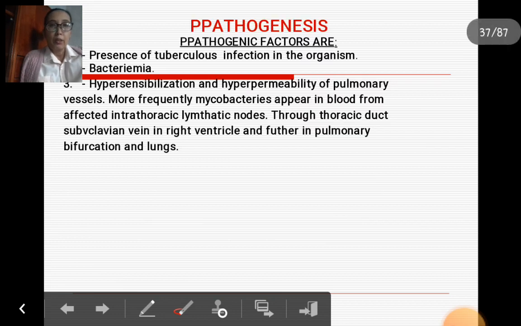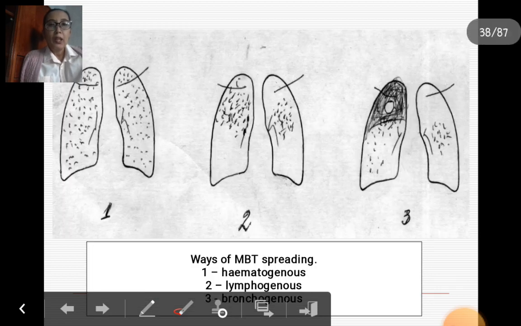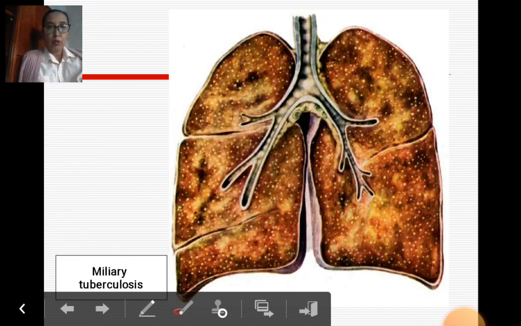In its pathogenesis, there must be 3 conditions: the first one is the presence of tuberculosis infection in the organism, the second one is bacteremia, and the third one is hypersensibilization of pulmonary vessels. In this slide you can see the ways of spreading Mycobacterium: the hematogenous way, lymphogenous way, and bronchogenous way of spreading Mycobacterium tuberculosis.